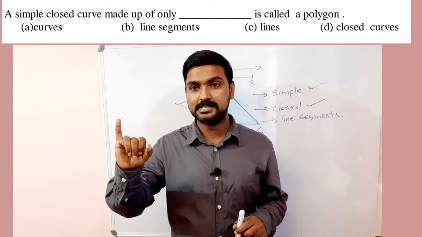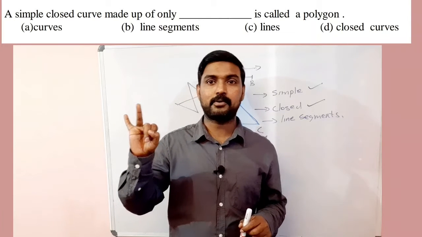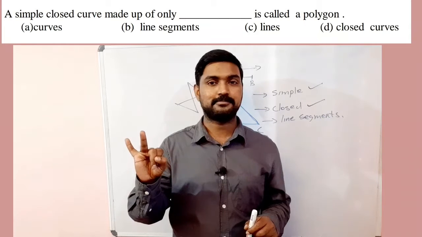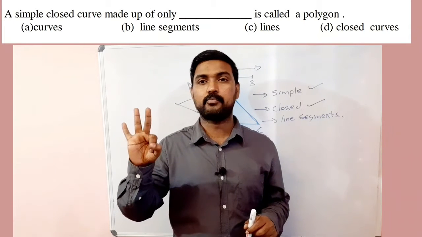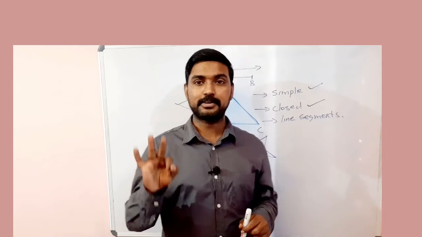So simple means never intersecting. Closed means there is no separate starting point and ending point; both are joined. And third, it will be made up of line segments, not only a curve. So this is very clear. We can go to the next question.